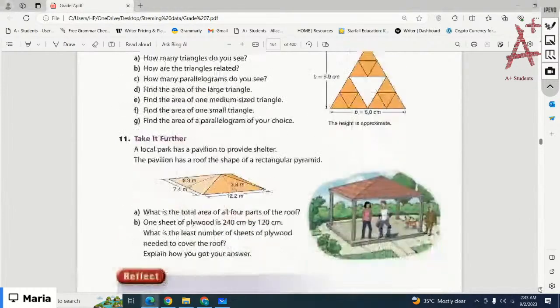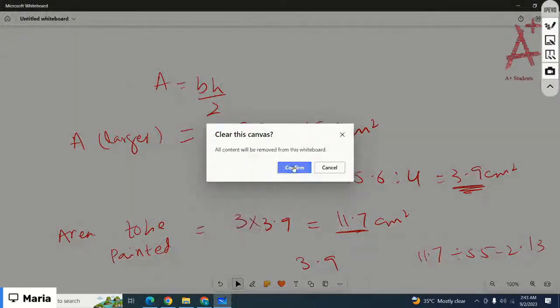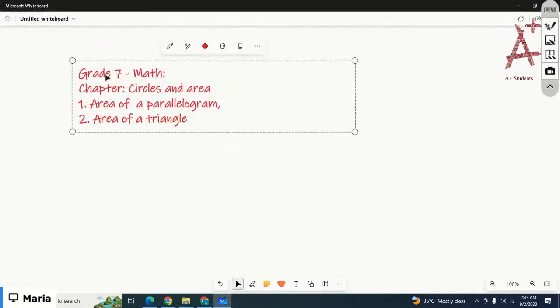So we are almost done with the lessons. We were working on grade 7 maths. The chapter we're working on is circles and area. The lessons we have covered are area of a parallelogram and area of a triangle. So please make sure before the next session you complete all the practice questions for the lessons we did today. So you have to do all the questions I skipped.